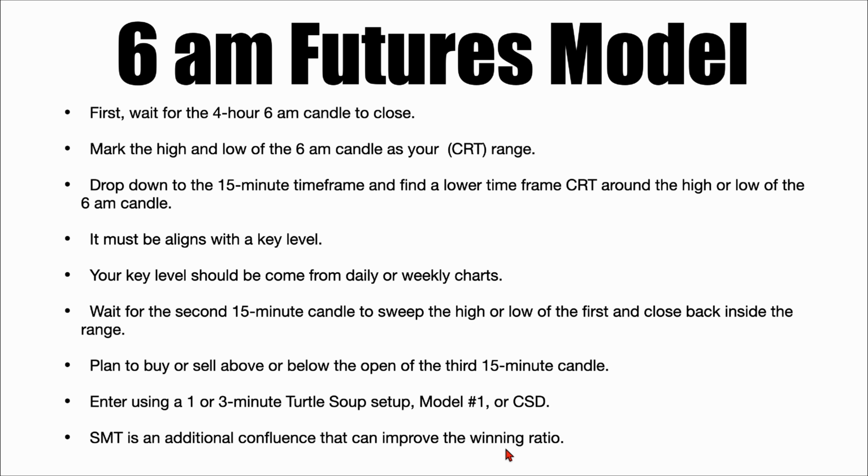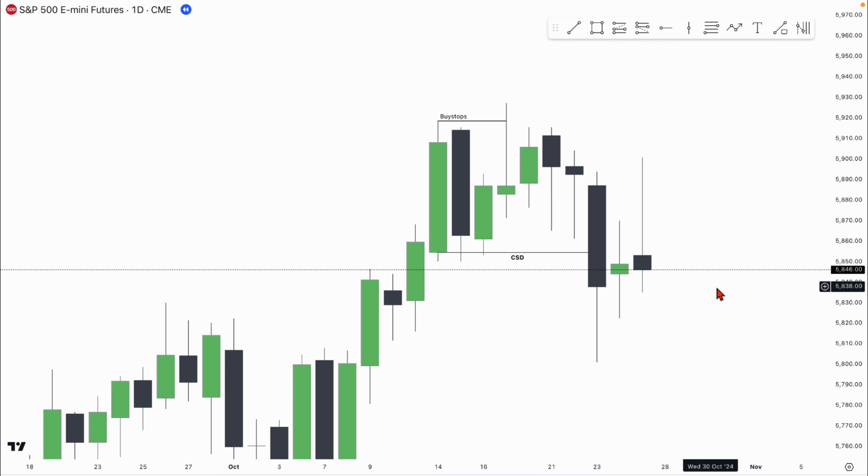Now we have covered all the steps, let's move to live charts to see how the 6 AM model works in live markets. In our first example, we have the S&P 500 daily chart. Here, the prices have taken some buy stops and created a CSD on the daily time frame. So, this up-close candle would be our order block, which will be our higher time frame key level. Let's mark it.